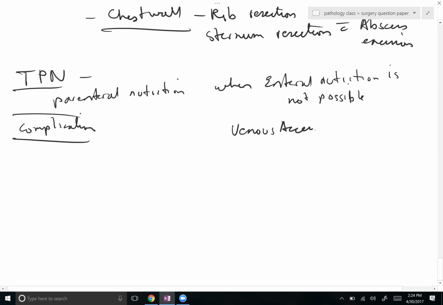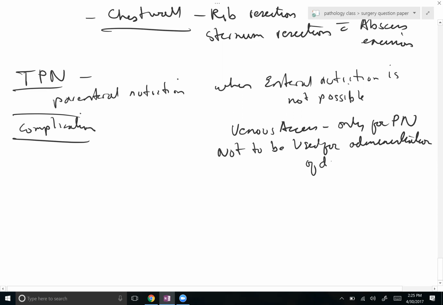Okay, this should be used only for PN, that is total parenteral nutrition, and it should not be used for administration of drugs or fluids. We basically give only parenteral nutrition, and it should always be under aseptic conditions.